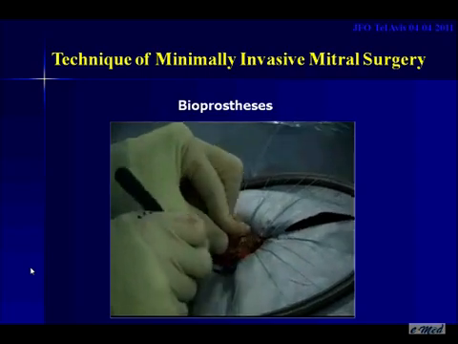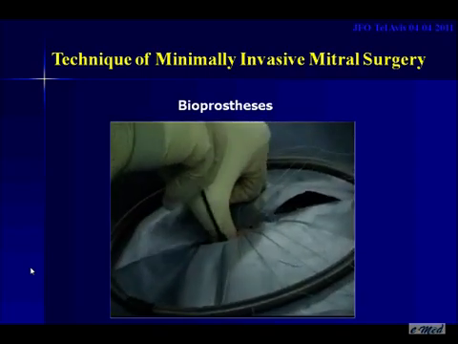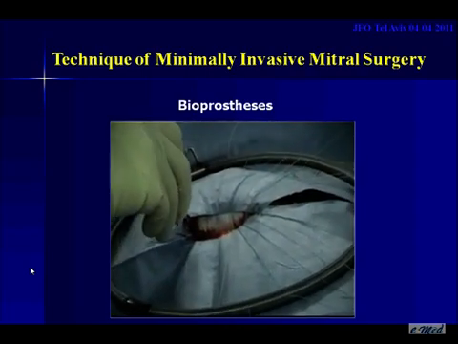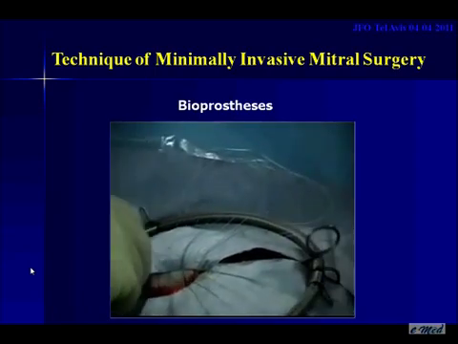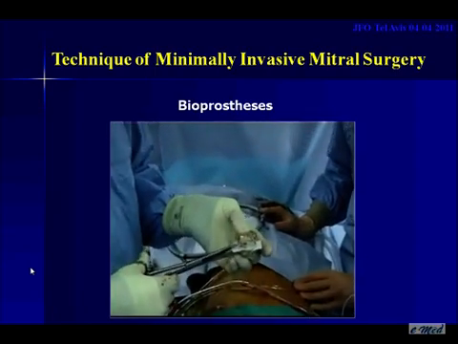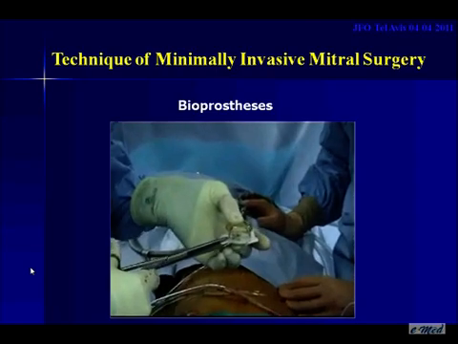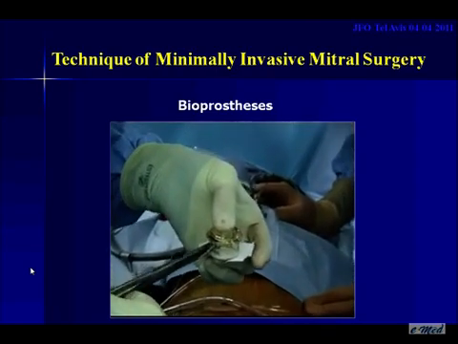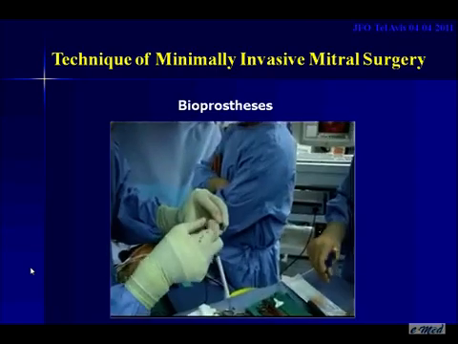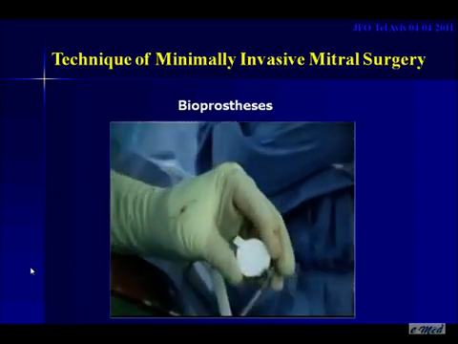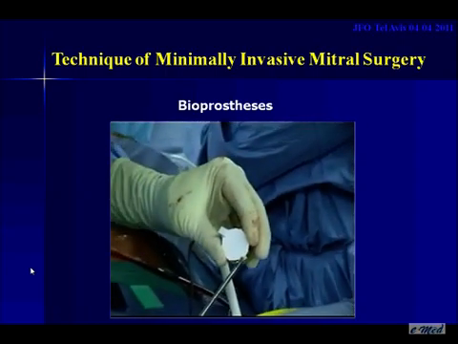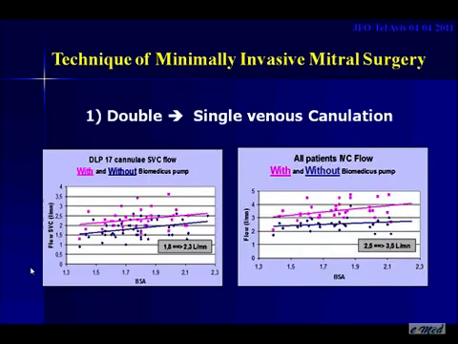Here you see how small the incision is, and sometimes it's difficult to introduce the valve. So when you have a biological valve, it may be necessary to enlarge the incision a little bit, to allow the possibility to introduce the valve inside the chest. It's just to show you.